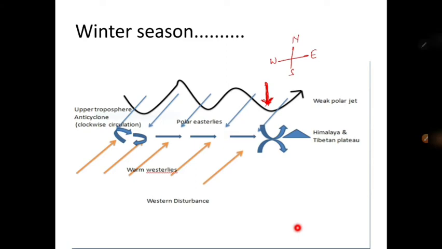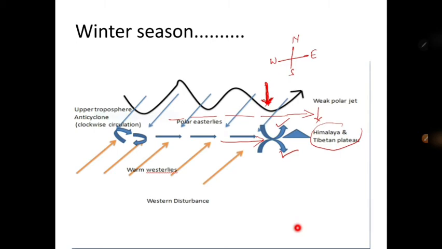Now, this subtropical jet stream, which was earlier passing above the Indian subcontinent, is now being shifted towards south and begins to touch the Indian subcontinent, and it is bifurcated by the Himalaya and Tibetan Plateau into two branches, one towards north and the other towards south.